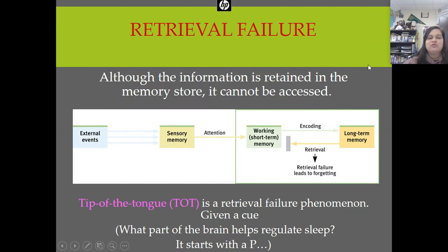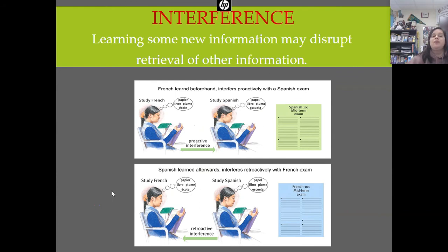Retrieval failures are another reason that we forget: the information is in our memory store. It's in long-term memory. We just can't get it out. We have a retrieval failure. This could be called the tip of the tongue phenomenon. It's actually a thing. When you have the information, you just can't quite get it. Like, I know it starts with the letter P. What part of the brain helps regulate sleep? It starts with a P, and there was a puppy, and it was sleeping under a bridge. What was that? It was the pons. So with the tip of the tongue phenomenon, a lot of times priming or some other kind of retrieval cue will help you get it out of the memory store.